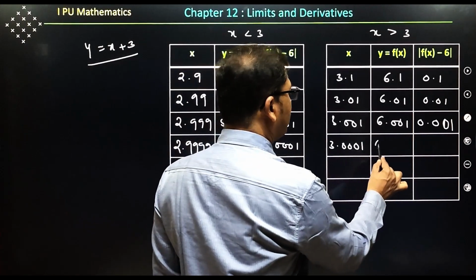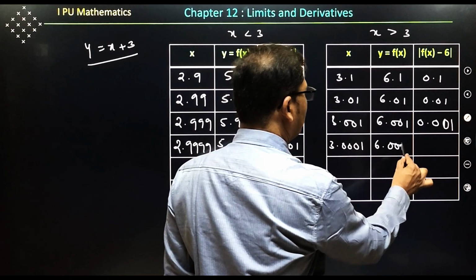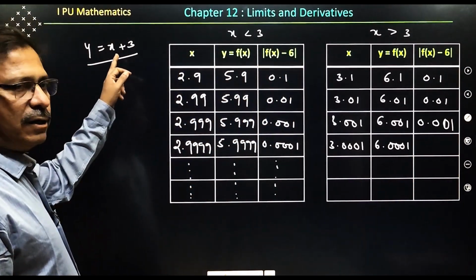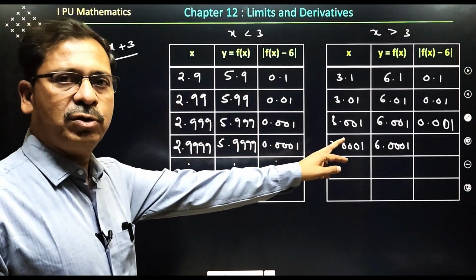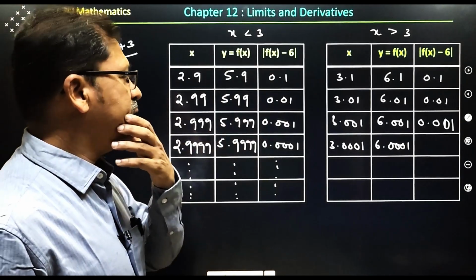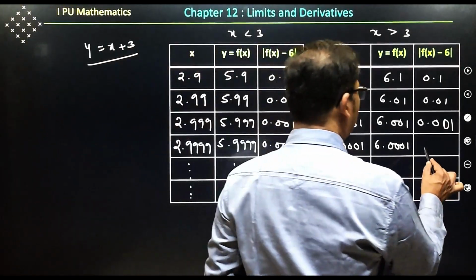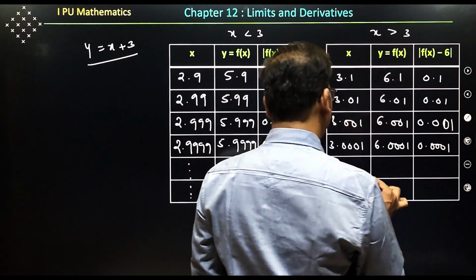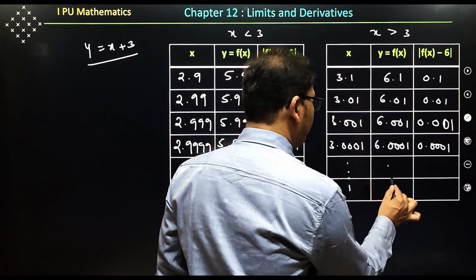Next, if you take 3.0001, then it becomes 6.0001, because y equals x plus 3 here. The x value is 3.0001 plus 3, so it becomes 6.0001. So the difference is 0.0001 here.